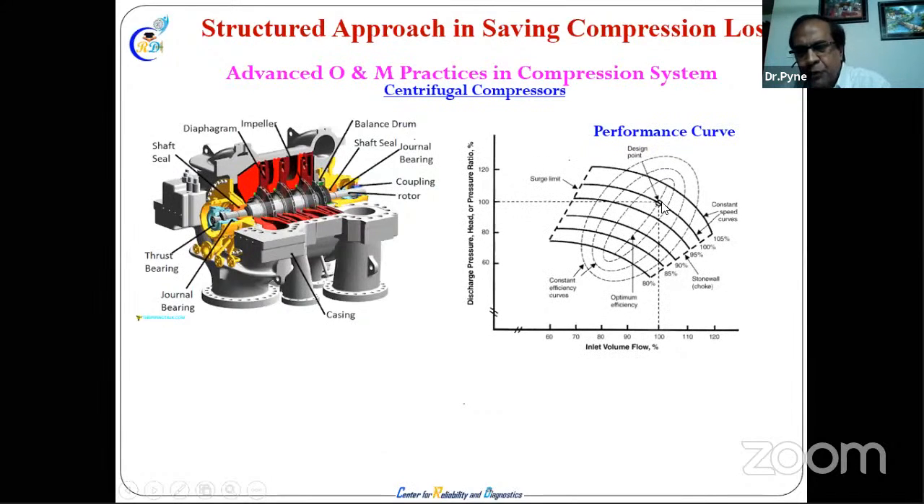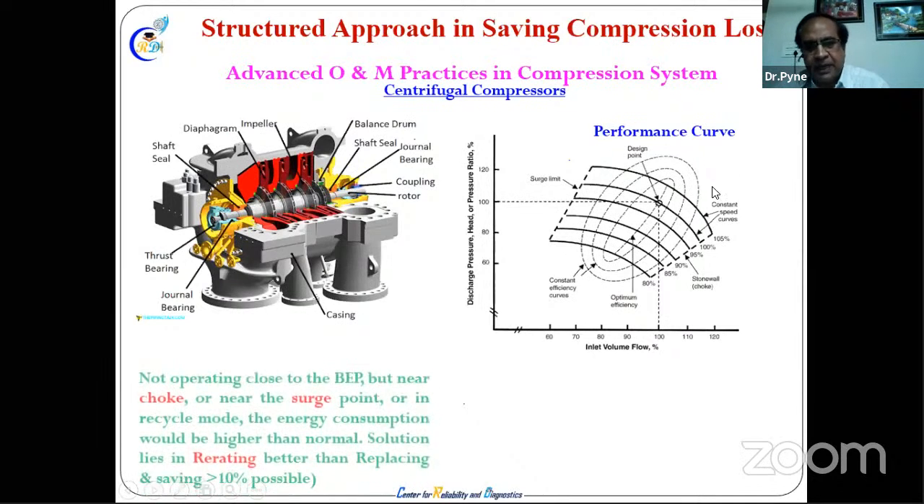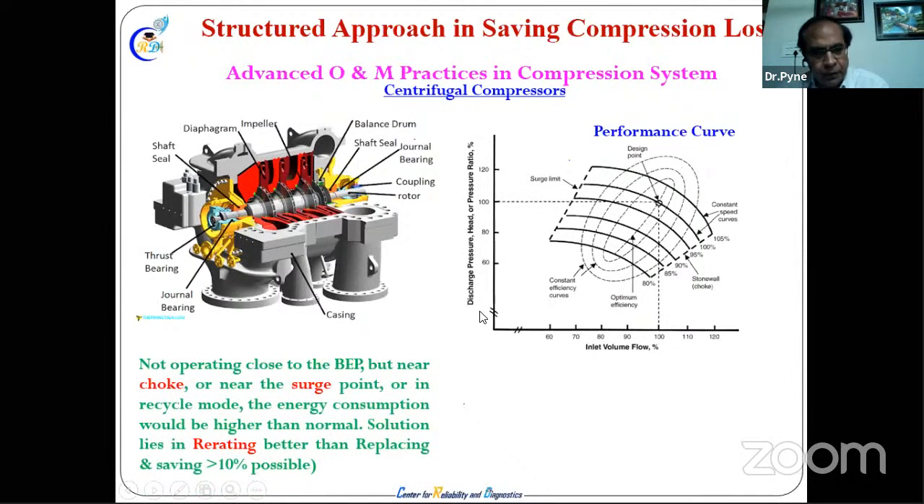So the performance curve should be such that it does not go beyond the surge limit, and it should not go above stone walling. Okay, that is a different thing. Those who know compression systems and anti-surge systems are aware of this surge limit and stone wall. We have to run this machine within this performance curve. I will not go into detail on this because there is no time now.